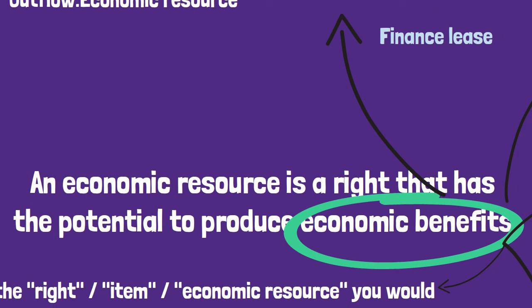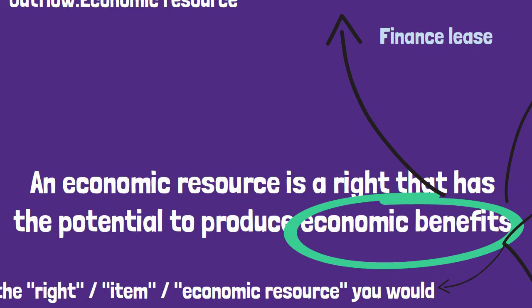Okay, so now we have understood the different ways an economic benefit can arise. So let's look at the definition of an economic resource again. An economic resource is a right that has the potential to produce economic benefits.